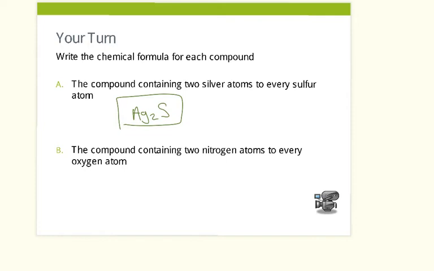The compound containing 2 nitrogen atoms to every oxygen atom. Again, we want to look, and those are 2 nonmetals, but we're going from left to right. So we're going to write N first, and we have 2 nitrogen atoms to every 1 oxygen atom.